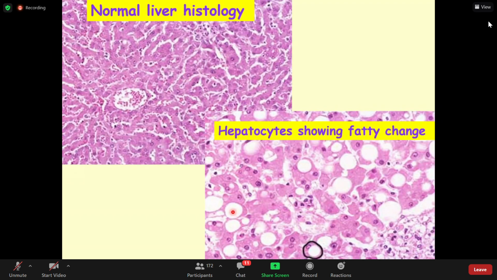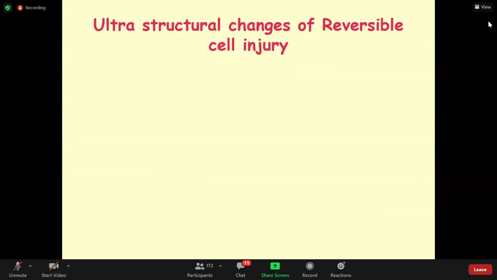One question that should come to mind is how would you be able to differentiate between water vacuoles and fat vacuoles? One way to tell the difference between the two is through the use of special stains, such as fat stains known as oil red O. So in this case, the fat will take it and it will be red. The water will not, because it does not have fat in it, and it will not take the red color. All right, so now the structural changes of reversible cell injury.